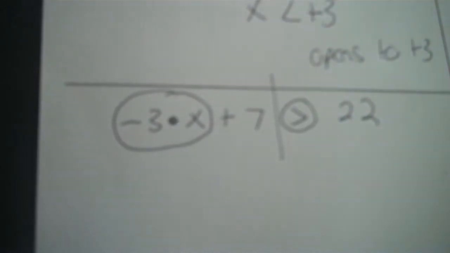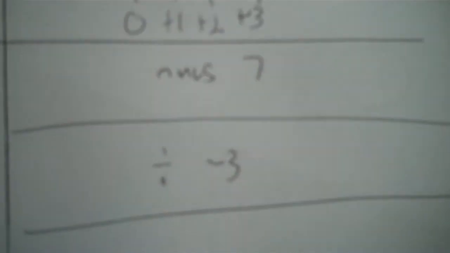Okay, negative 3 times x plus 7 is greater than 22. So we got the times and the plus 7. So we take out our plus 7 with a minus 7. When you're minusing and plussing, you always leave the sign. Then you take out your times negative 3 with a divide by negative 3. And on the divide, since I'm dividing each side by a negative, we switch our sign.